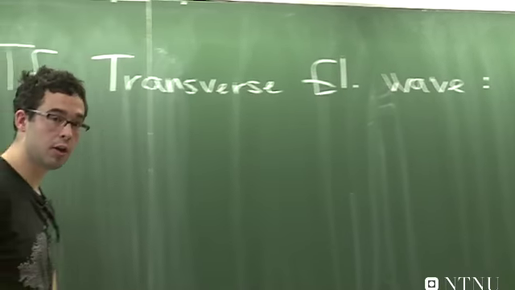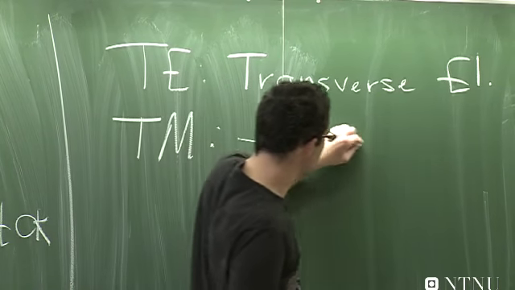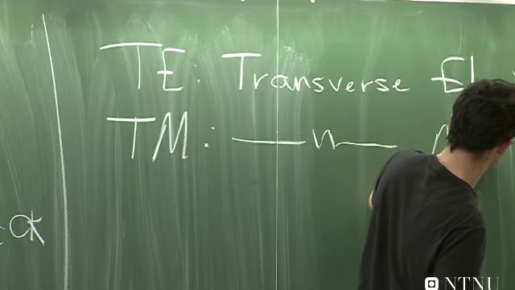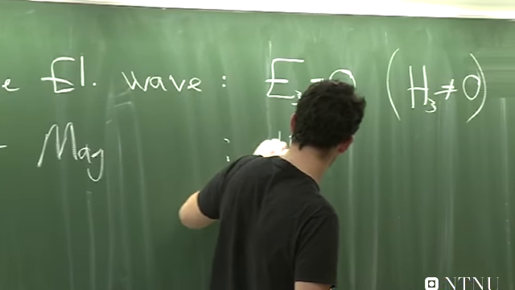And similarly, we define transverse magnetic simply by saying that H3 is equal to 0.